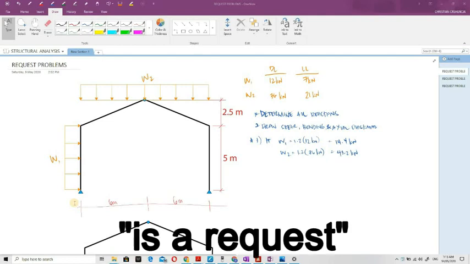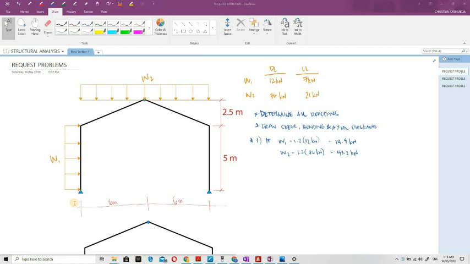So this problem is a request from a student. I don't know which school. Okay, so we have a frame here. By the way, these are point A, B, C, D, and E. And then we have a hinge or pin here. Okay, so this is a statically determinate frame. We're required to determine all reactions and draw shear, bending, and axial diagrams given our loadings.